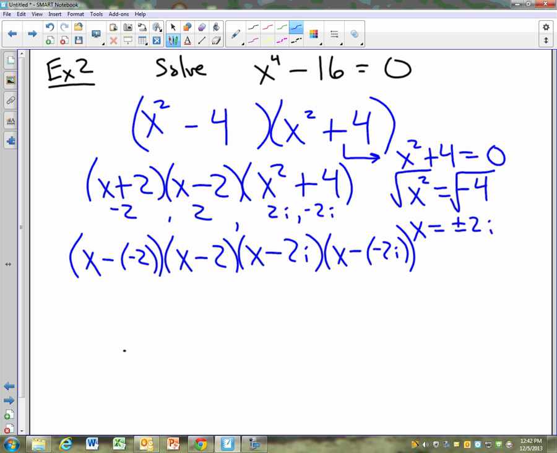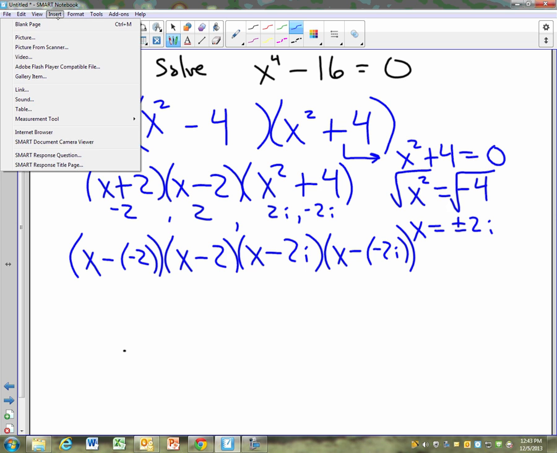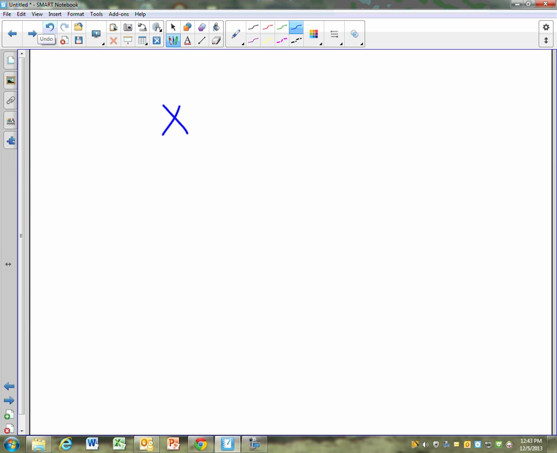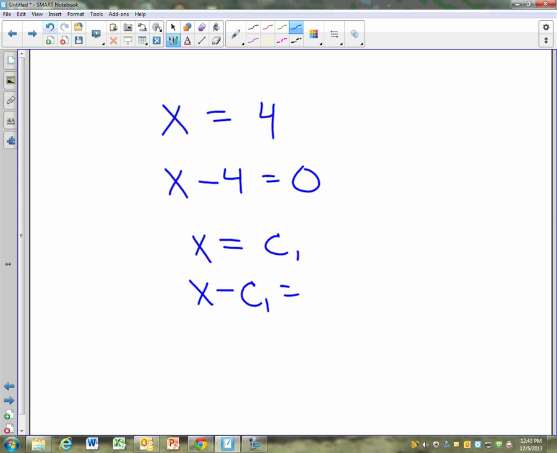That's just the way we end up writing it. For example, let's say 4 was a solution. Then if we wrote it as x minus 4, so if I subtract 4 from both sides, I get 0. So it just always ends up being that if x is equal to a solution, we'll call C1, if we subtract that to the other side, x minus C1 is equal to 0. Therefore, it's a solution. So that's why we write it as minus. Okay, Krista? Okay, all right.